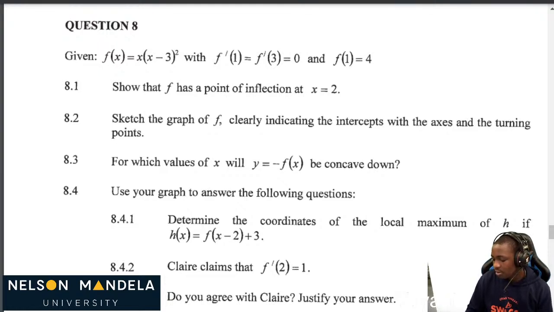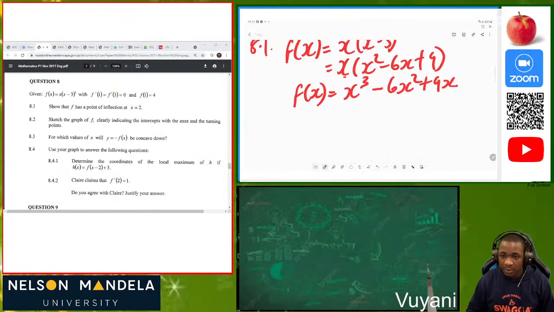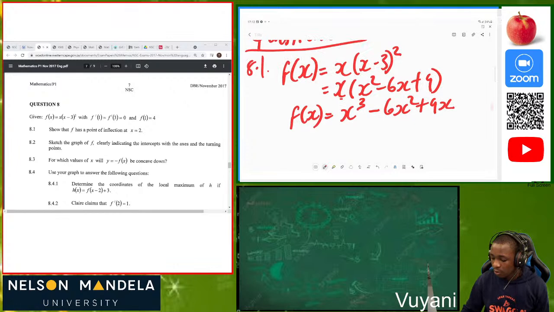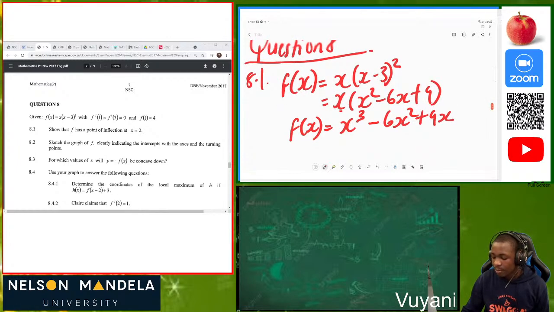It's x cubed minus 6x squared plus 9x. This step is not that necessary. I was just trying to show you how we can solve this. So basically f of x is x times (x minus 3) squared. We just expanded the brackets which we were given here. Epic. Now, this is our f of x.